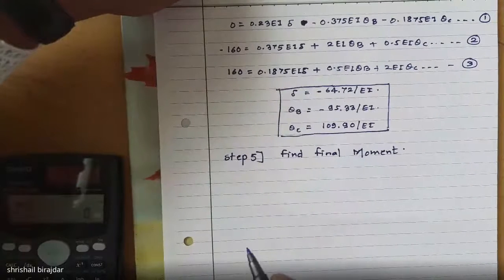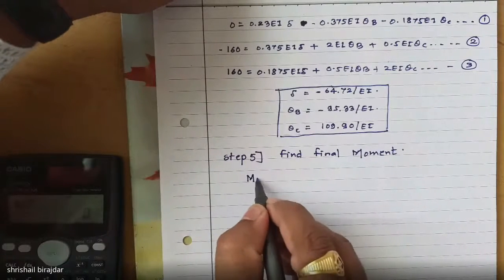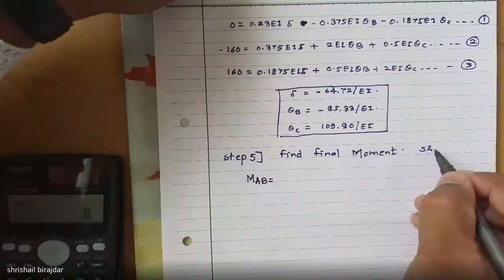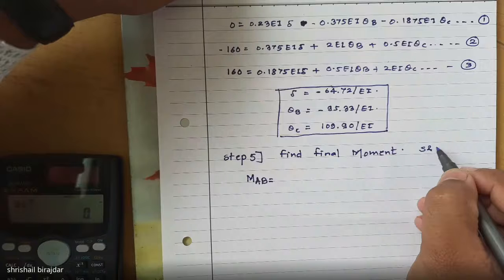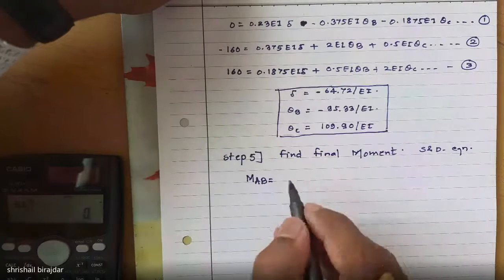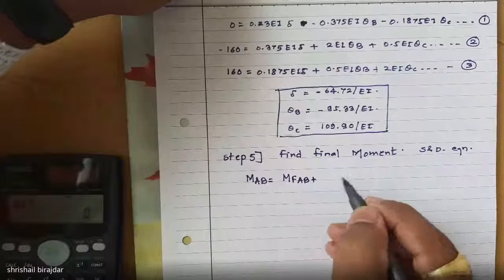Okay, for the final moments, I will just repeat the same formula, that is the slope and deflection equation. What is that formula? MAB equals MFAB plus 2EI by L.